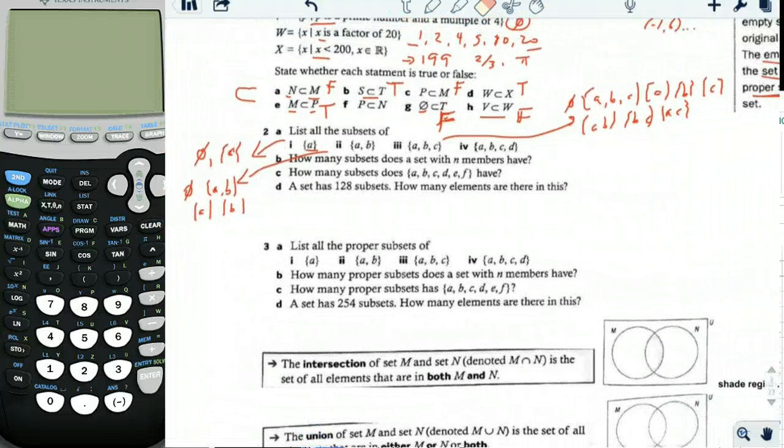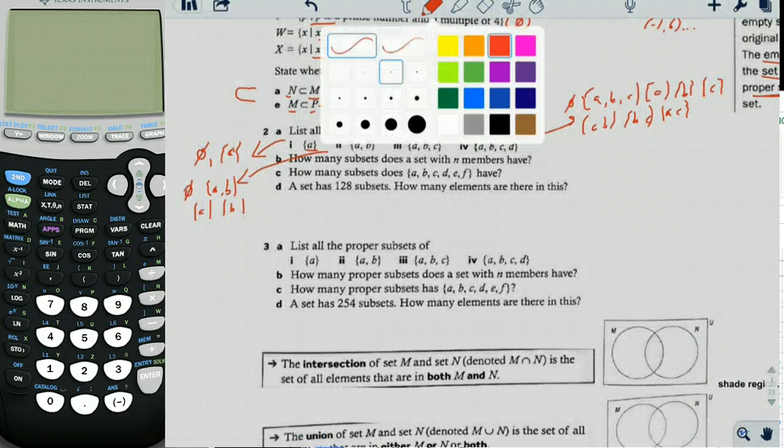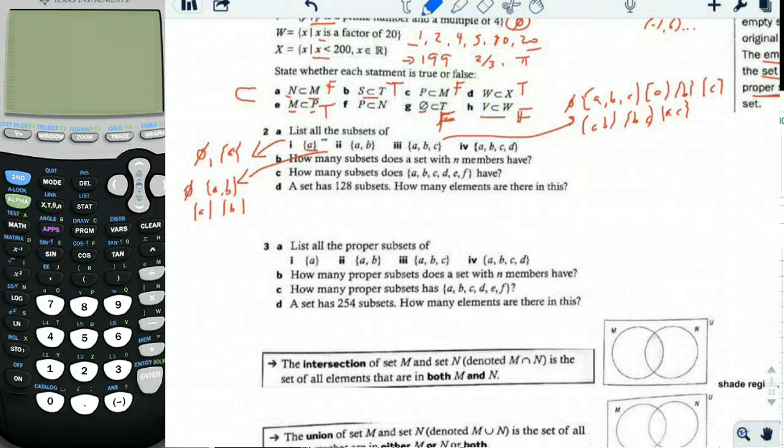We found 2 subsets here. We found 4 subsets here. We found 8 subsets here. How many do you think are going to be here? 2, 4, 8, 16, right? How many subsets does a set with n members have?